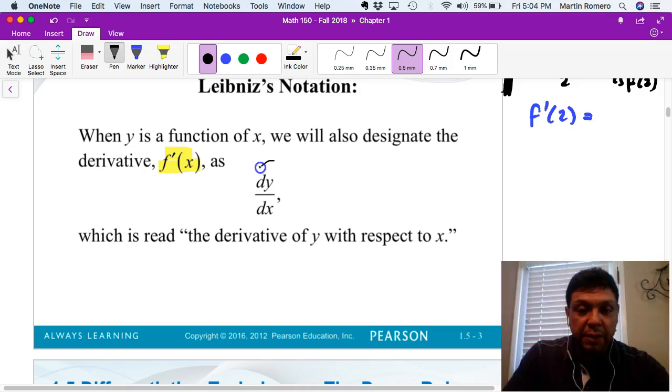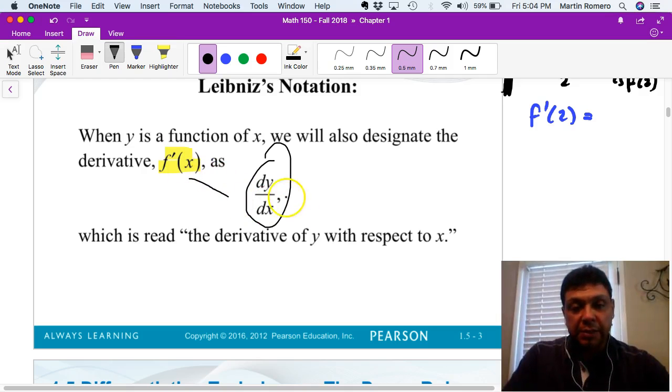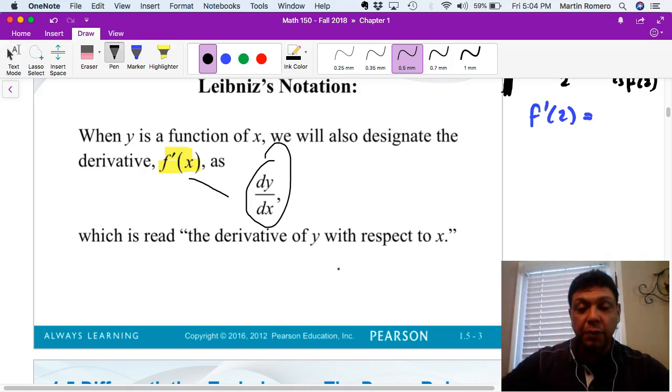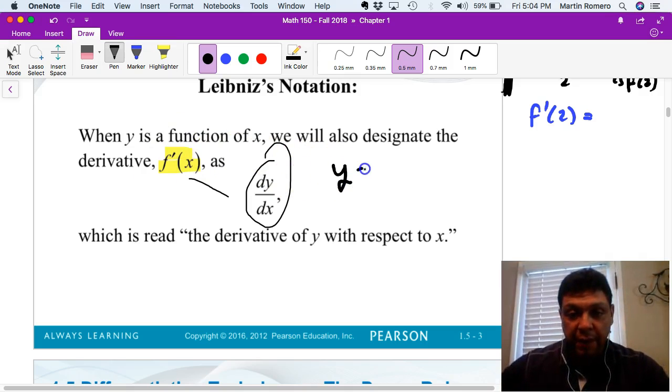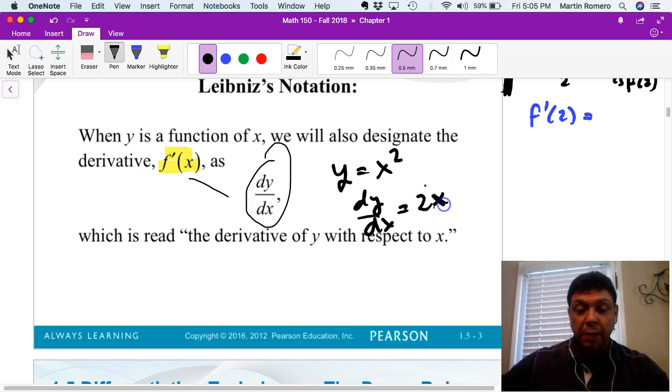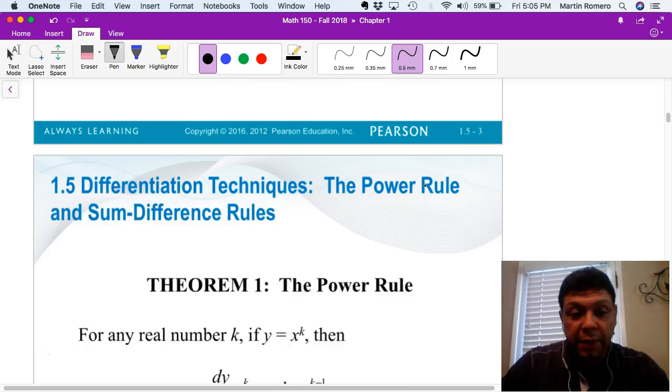To help us with it, we also have a different notation, dy dx. Those two are the same idea. This is the derivative of y with respect to x. Many times we have equations as y equals. An example here: if I had y equals x squared, then dy dx would be equal to 2x based on our rules. I just want to remind you of that.